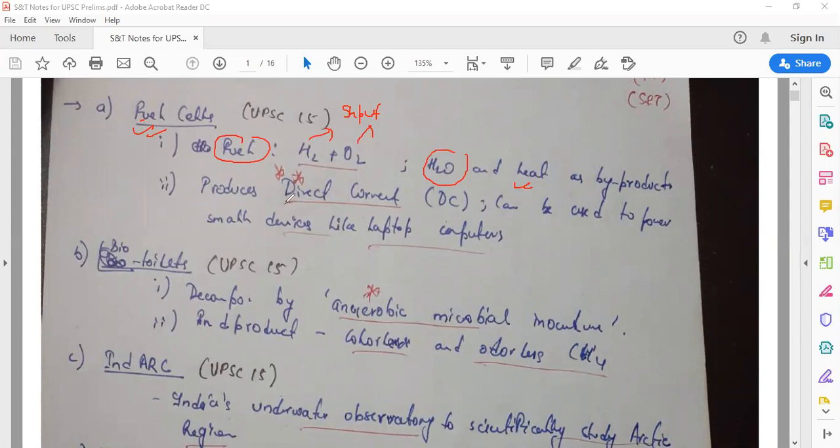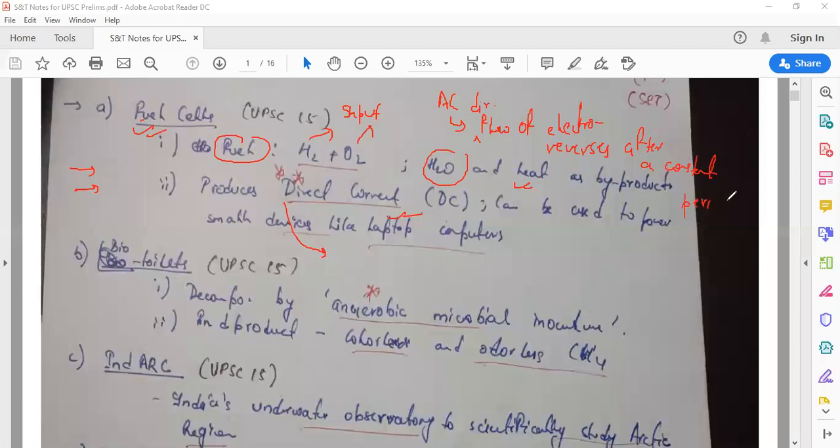Now they will also give you a question: does it produce an alternating current or direct current? It produces direct current. And what is a direct current? In direct current, the flow of electrons is continuous, it's fixed. But in alternating current, that is AC, the flow of electrons changes or reverses. The direction of flow of electrons reverses after a constant period, but that does not happen in DC.